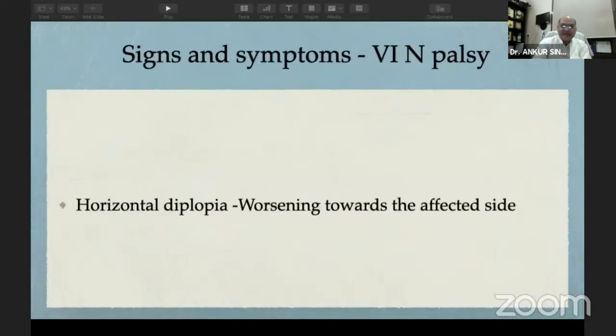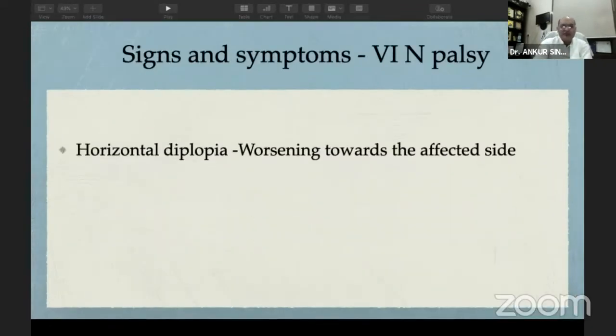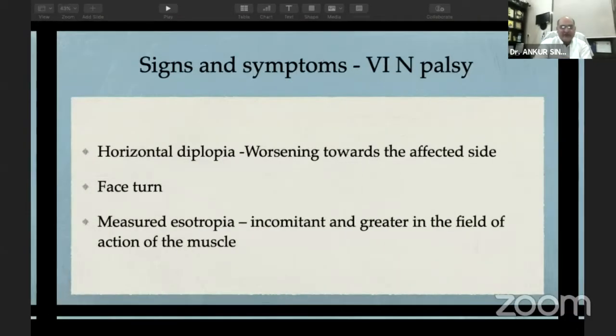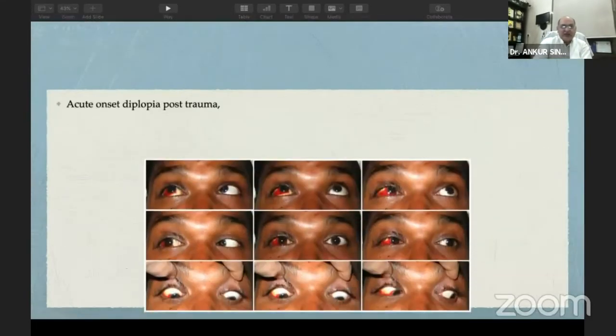So we start with the sixth nerve. The symptoms of sixth nerve palsy would be a horizontal diplopia, which is worsening towards the affected side, a face turn, and a major esotropia, which is incomitant and greater in the field of action of the muscle. Now, this is a case of acute onset post-traumatic sixth nerve palsy. All that is required here is just to closely observe this patient till the time the patient recovers fully.